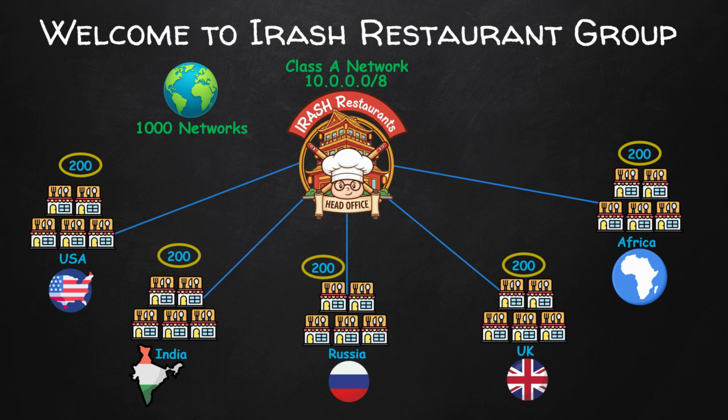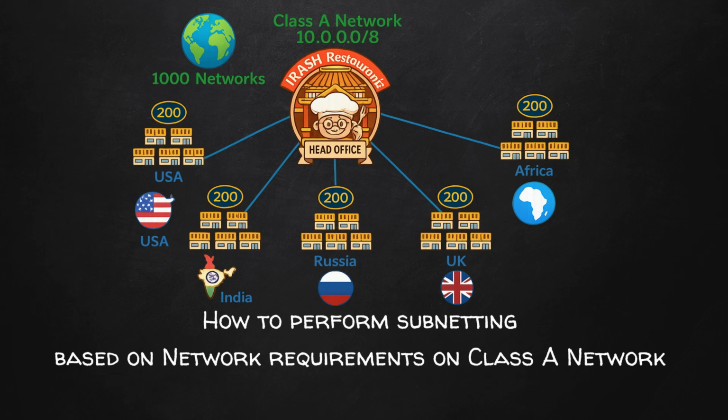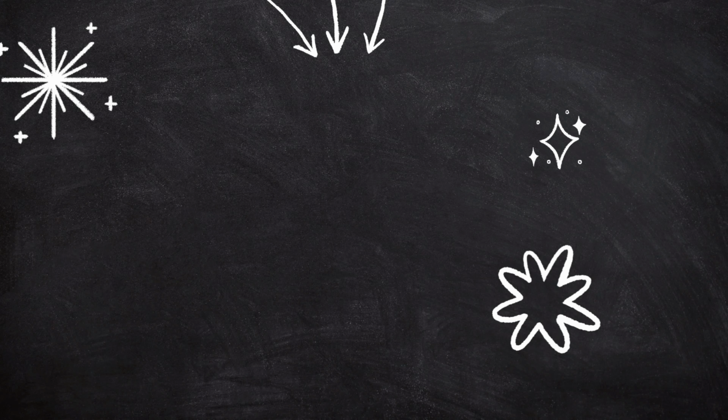So here when you see the IP address, there is a single class A network IP which is 10.0.0.0 and it is going to be divided into multiple subnetworks so that everybody can use their own network. So this is the process of subnetting. This is the beauty of subnetting. By doing this, they can do better network management and better IP address management. They can save a lot of IPs. There are no IPs going to waste by doing this. So this is the simple concept of subnetting. So in this video, we will see how to perform subnetting based on the network requirement on a class A network. Let's begin. Welcome everyone to this video.